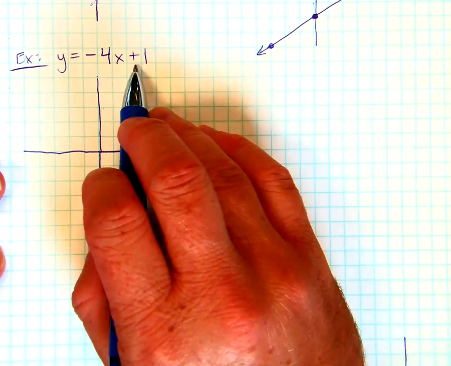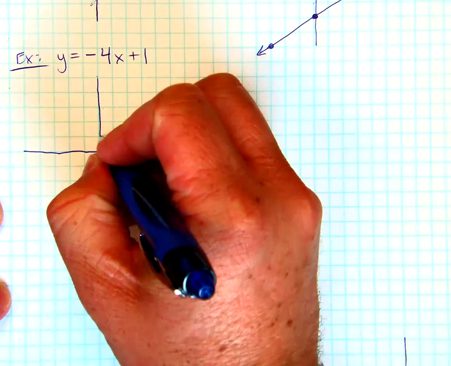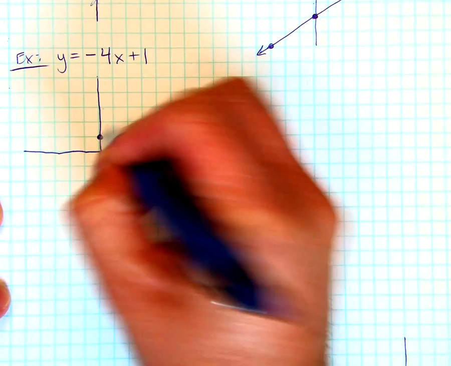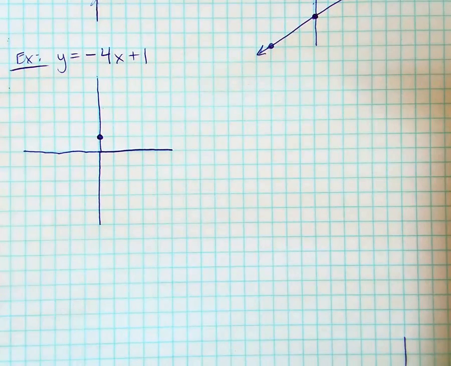The next thing we do is plot the y-intercept. This says +1, so +1. I want you to go up 1 on the y-axis. Remember that number is your y-intercept, so it does have to be on the y-axis.